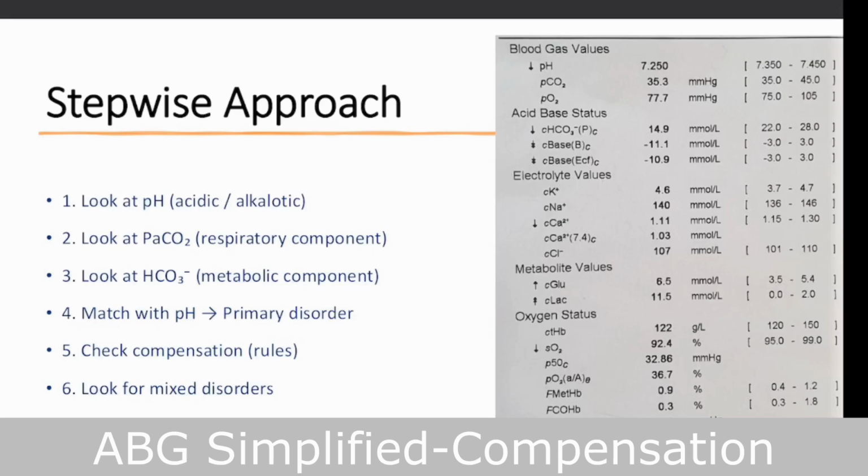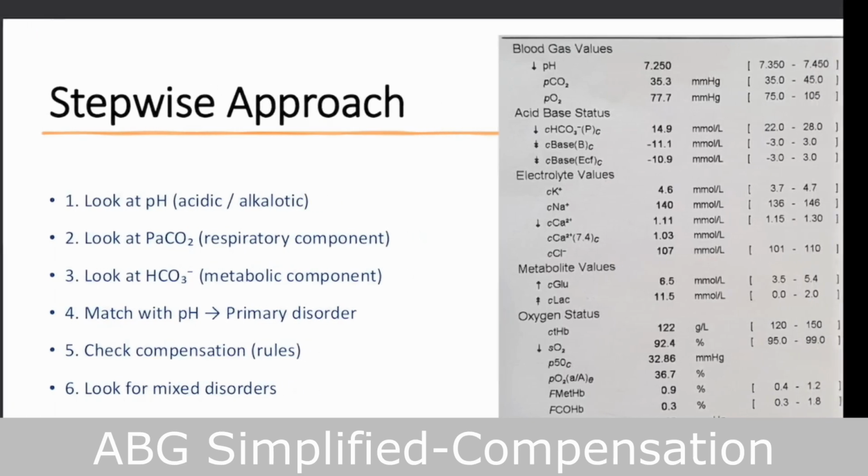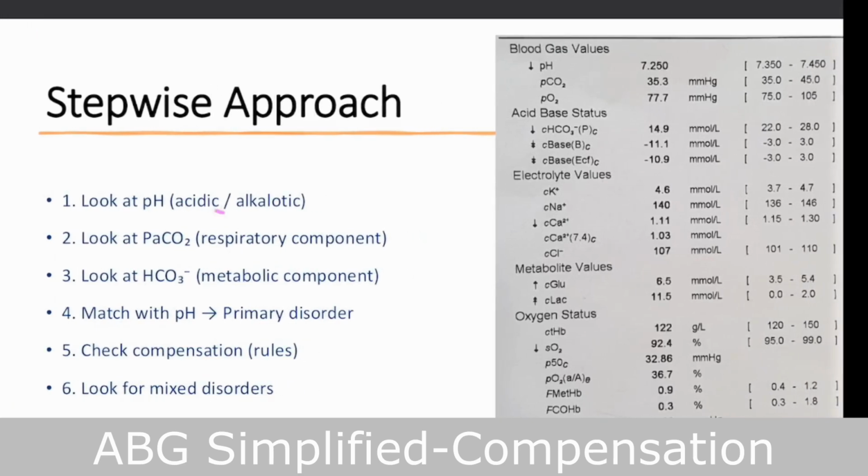So the first step is to look at the pH and identify whether it is acidic or alkalotic. Here you can see the pH is 7.25, so that means the patient has an acidemia. Now we look at the PaCO₂. Here the PaCO₂ is 35.3. The normal is 35 to 45 and the middle value is 40. So this cannot explain the change that has occurred.